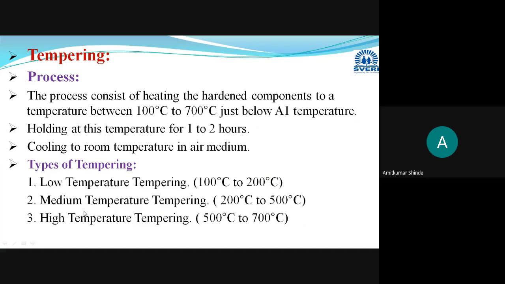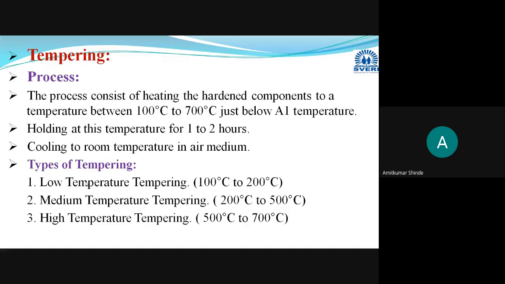Now we will discuss the types. Depending on the tempering temperature zones used, there are three types of tempering. First is low temperature tempering, then medium temperature tempering, and third is high temperature tempering. These three types are on the basis of the temperature used for conducting the tempering operation. Now let's discuss them one by one, starting with low temperature tempering.